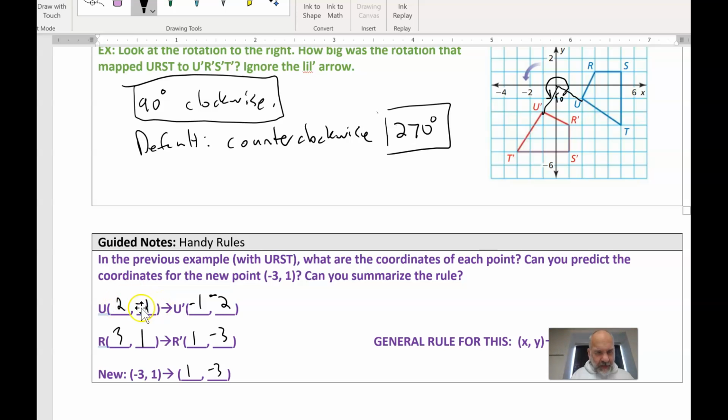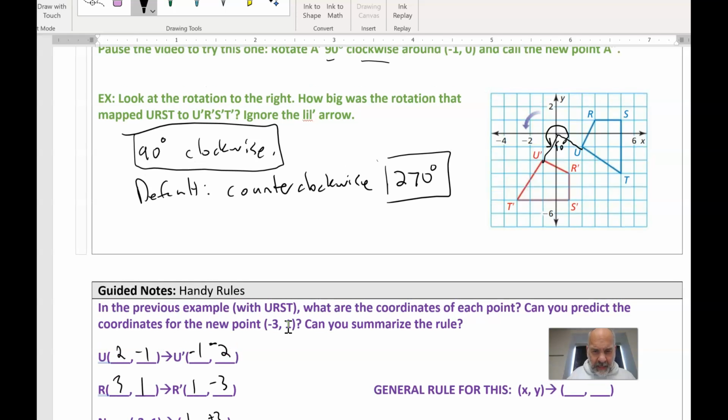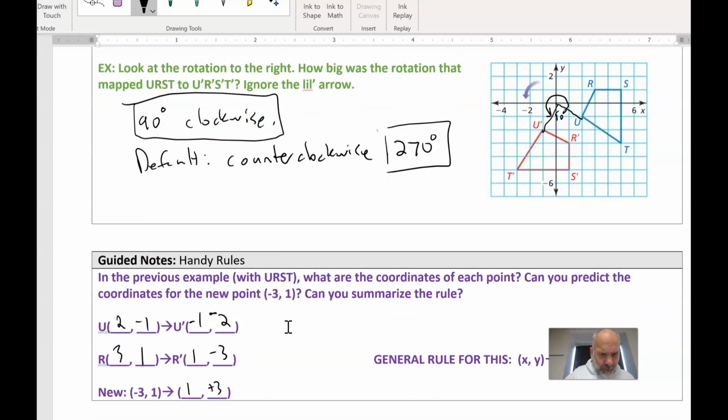So it was 2, negative 1, and then suddenly negative 1 is in the first place, but 2 became the opposite. Oh, it's 3, 1, and then 1 goes in the first place, and 3 became the opposite. So it seems like whichever one ends up in the second place ends up being opposite. So it's positive 3. And now let's go look and see if it actually looks right. So we're rotating 3. What's the point? The point is negative 3, 1.